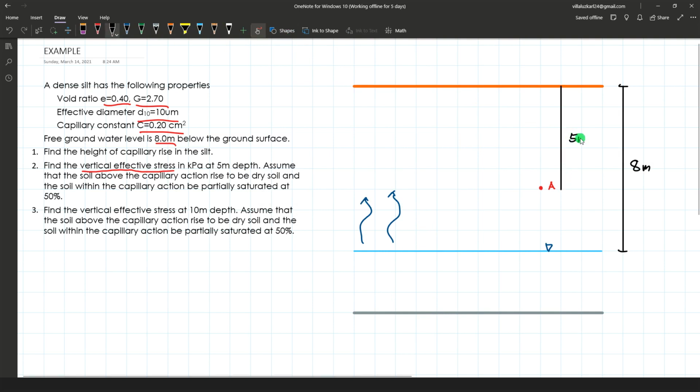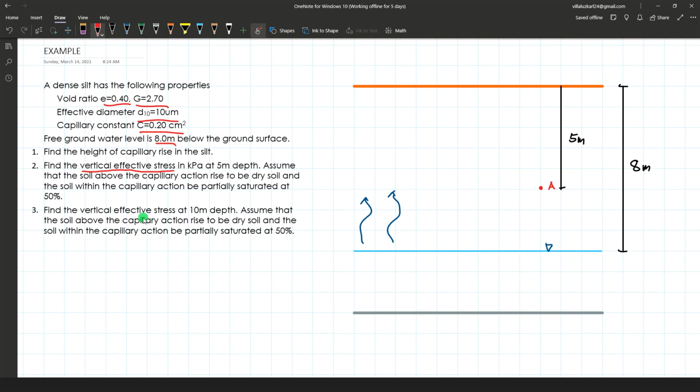Okay, this is 5 meters. So we said here that we assume that the soil above the capillary action to be dry soil, while the soil that is within the capillary action should be partially saturated at 50%. So of course, the soil below the water level is fully saturated.